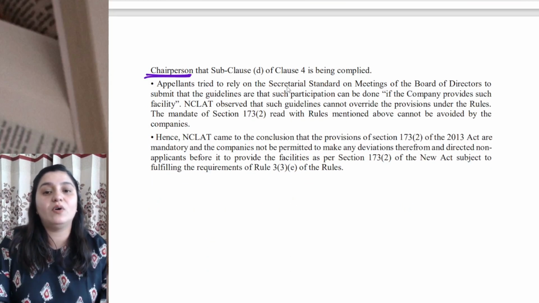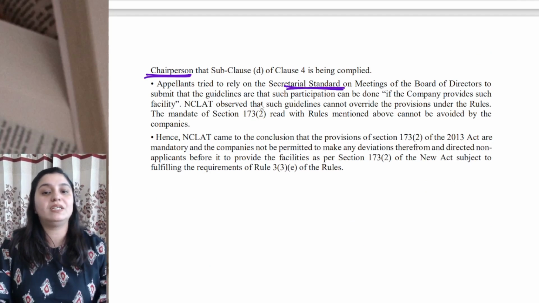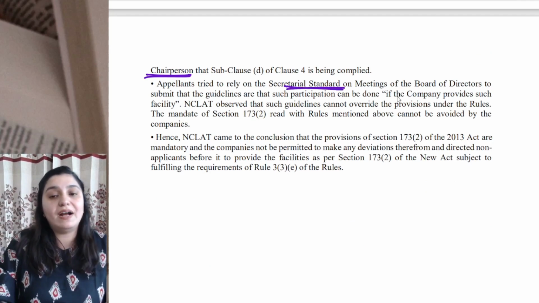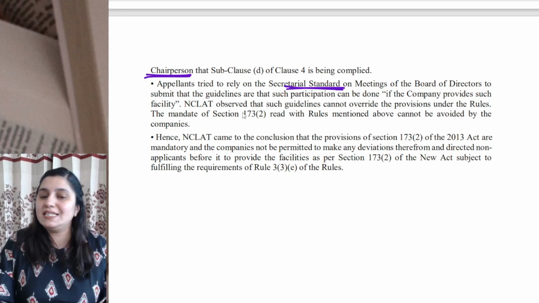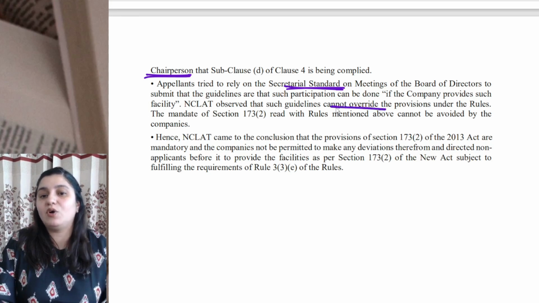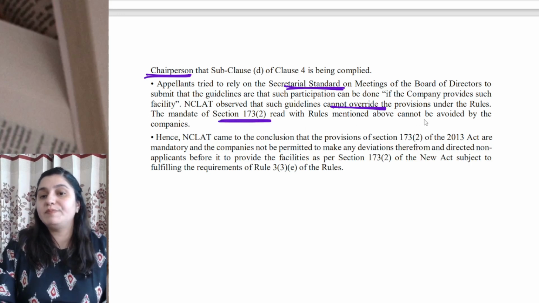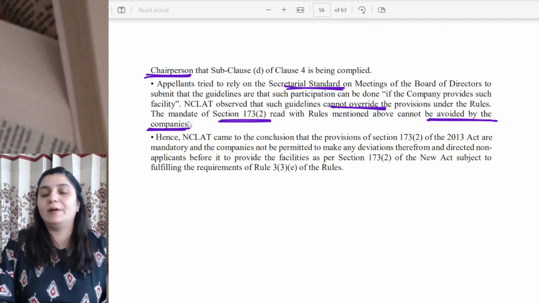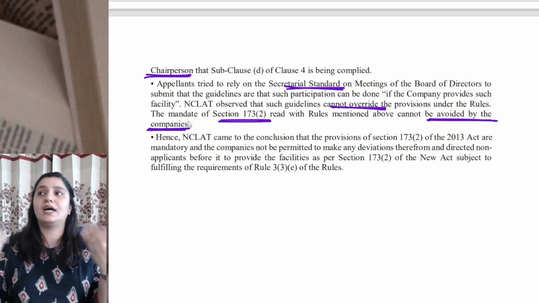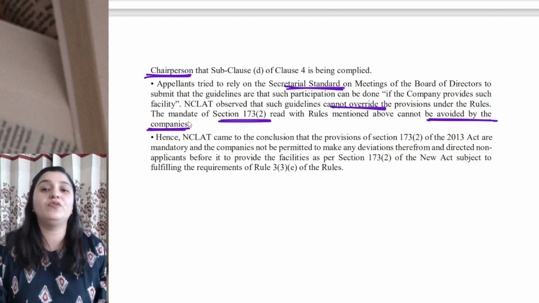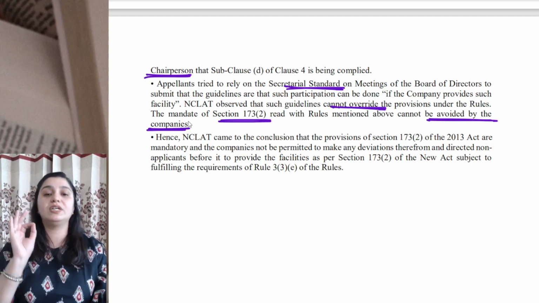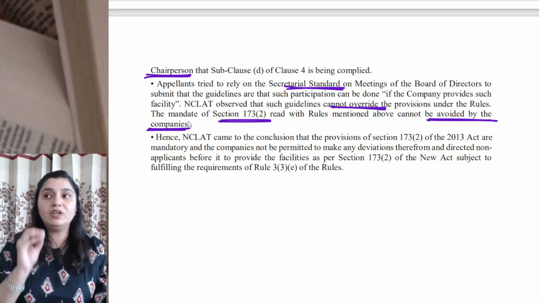Appellants tried to rely on secretarial standards on meetings to submit the guidelines that participation can be done if company provides such facility. So NCLAT observed that such guidelines cannot override the provision under the rules. The mandate of section 173(2) read with rules mentioned above cannot be avoided by the company. So what the company says, company कहती है कि सारा responsibility chairperson पे आ जाता है, तो इसीलिए अगर company allow करेगी तो video conferencing करेंगे, otherwise हम तो नहीं करते. So they say no.